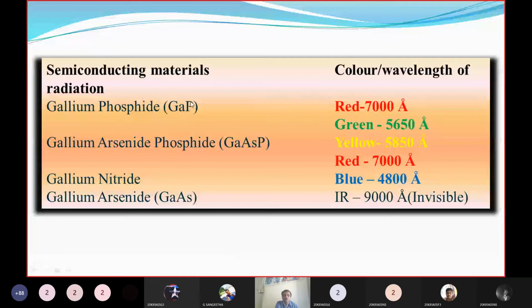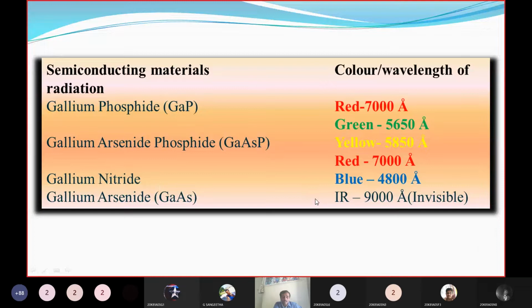Now take another example, gallium arsenide phosphide. Here also the light color depends on the phosphide concentration. Suppose the phosphide concentration is low, it will be yellow, and if high, it will be red. Depending on that concentration, its color will be different. Now gallium nitride: in this, blue color will be emitted.